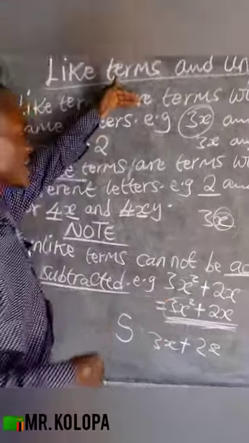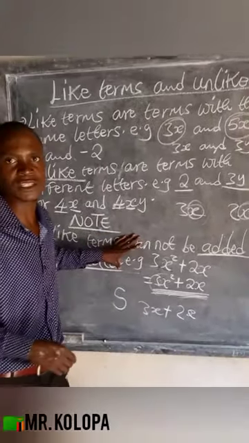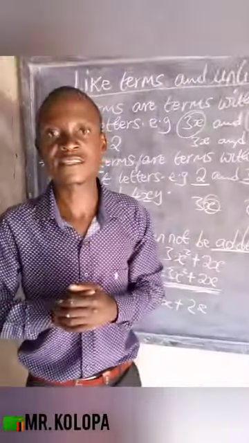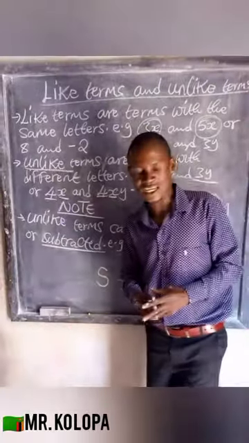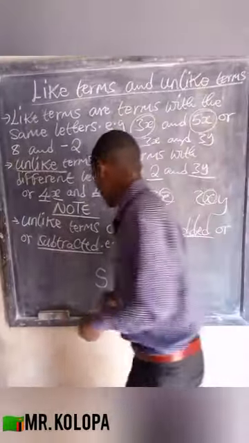These are like terms and unlike terms. Take note of that and make sure that you understand this point. So we have looked at these points now. How do they ask questions, whether in the exam or elsewhere, under these like terms and unlike terms? We are going to look at the examples now.